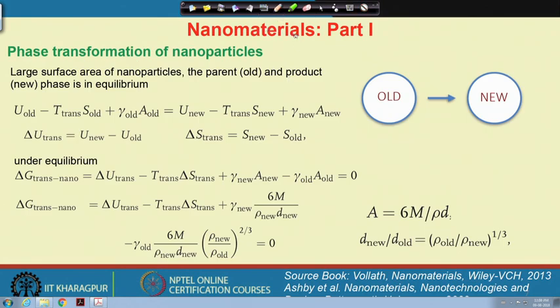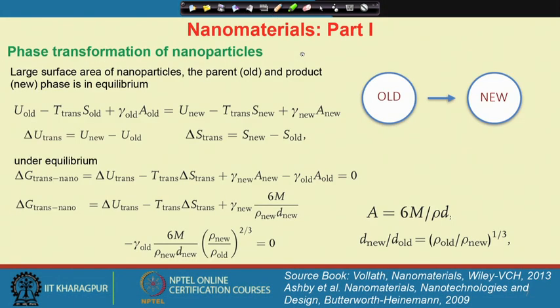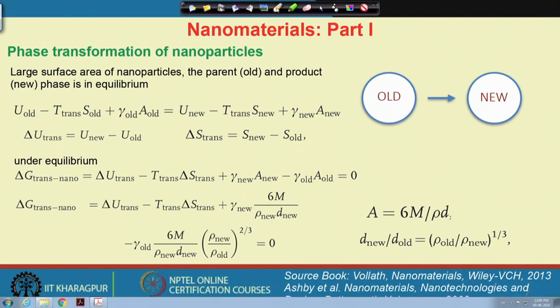Now, let us look at the phase transformation behavior in a nanomaterial. Is it similar, or whether a large amount of surface really helps or retards the transformation? That is basically the question.